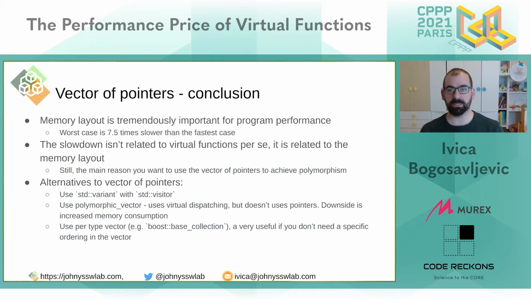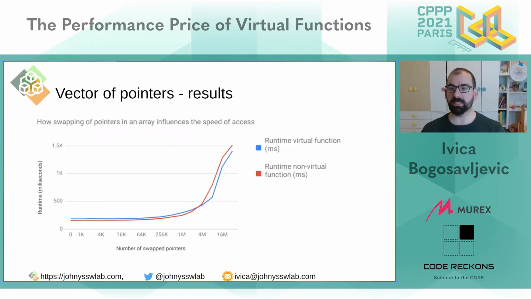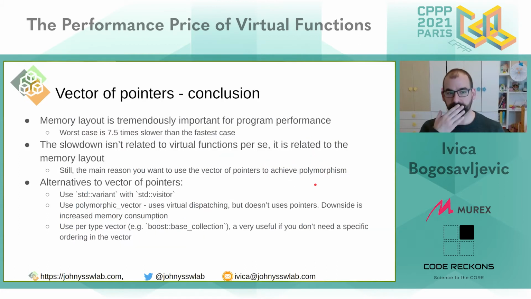If the memory layout is not good, if it's not in a vector, then this can slow down your program considerably. So worst case is 7.5 times slower than the fastest case. Now, this slowdown is not related to virtual functions. As you've seen, the same slowdown comes with non-virtual functions. It is related to memory layout.